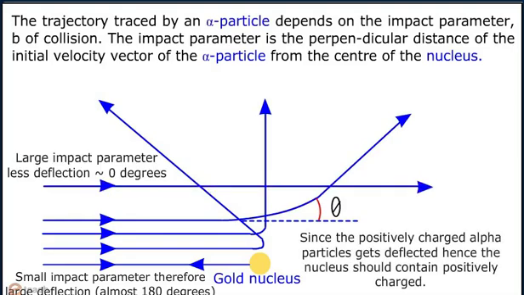the nucleus. The impact parameter is the perpendicular distance of the initial velocity vector of the alpha particle from the center of the nucleus.